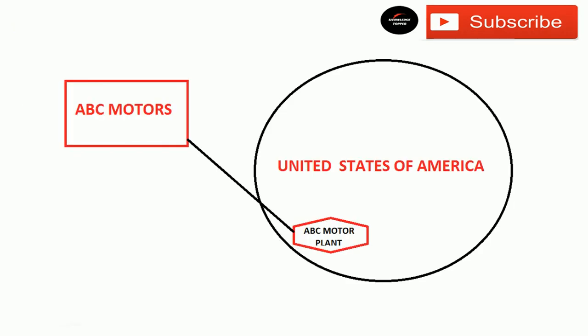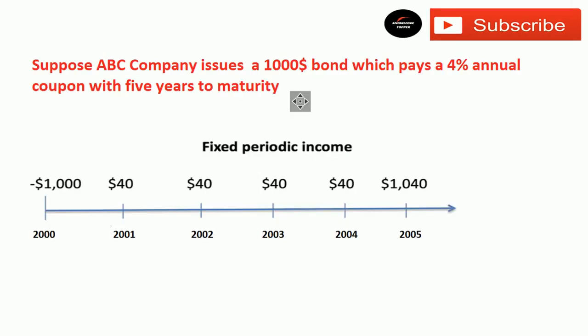Let's suppose there is a company named ABC Motor. ABC Motor wants to expand their business, and they want to establish a large manufacturing plant facility in the United States of America. Obviously, they require a lot of capital for this facility. So what they did is they issued $1,000 bonds, which pay a 4% annual coupon with 5 years to maturity. And suppose you are one of the investors, and you purchase this fixed income security, which is a $1,000 bond.